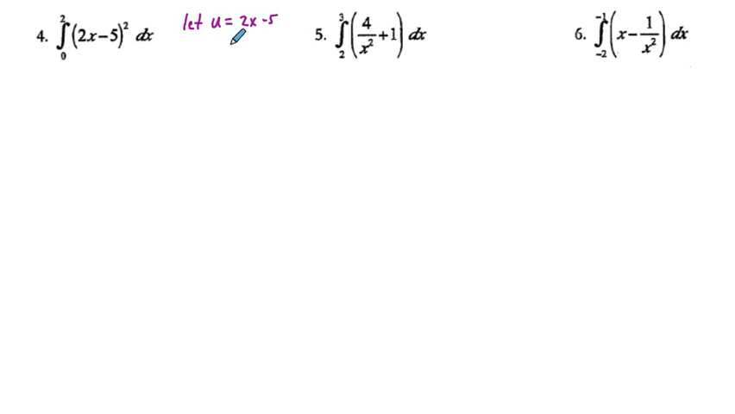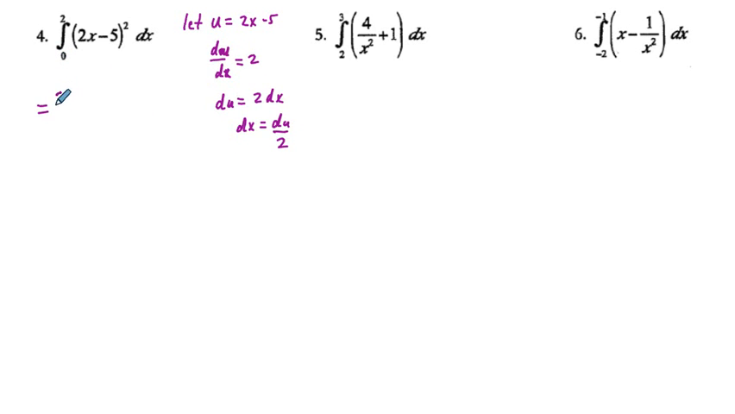And when we do that, we're going to have du with respect to x is going to be equal to 2. See, that's du, okay? And we cross multiply the dx, we're going to have du is equal to 2 dx. So dx is going to be equal to du over 2. And so now we're ready to come in and make this substitution.